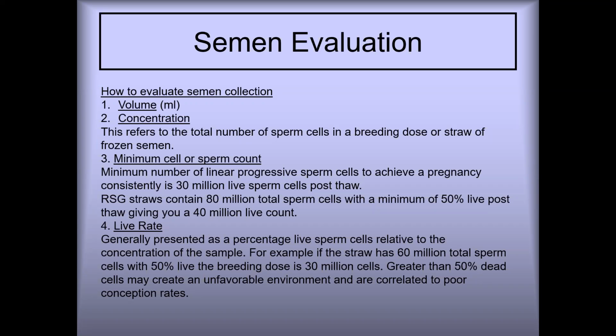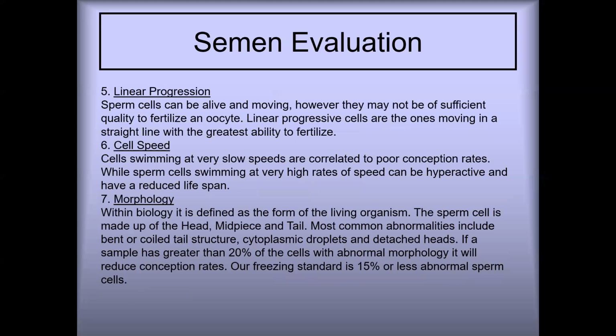So when you start to look at the live rate of a raw sample, it's very common to have a ram be 80 to 90, 95% live cells on a raw sample. When it comes to a frozen thawed product, you're going to be closer to... our cutoff is 50% live, so we'll run somewhere between 50 and 70% live post-thaw. So you'll never get, I won't say never, but you rarely would get a frozen thawed sample greater than 60 or greater than 70% live cells post-thaw.